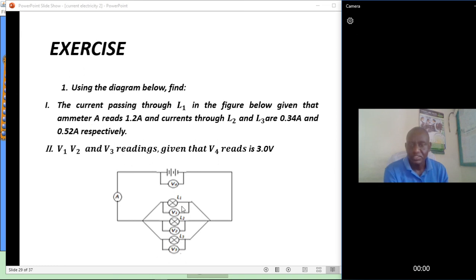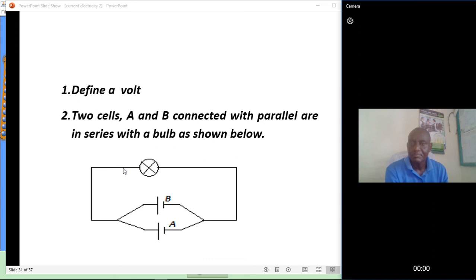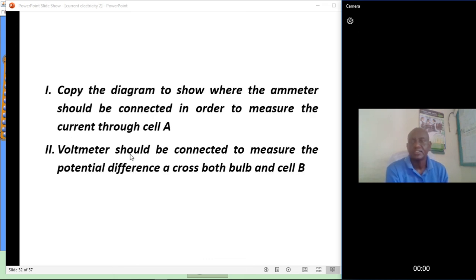The only thing that will be different here is the current. In the circuit shown, what is the voltage across the bulb and the switch? When you have 1.5 here, and the switch is open, the voltage across will be 1.5. When the switch is closed, this assignment will become part of your notes. Make sure you attempt them and then take a photo and return them back.